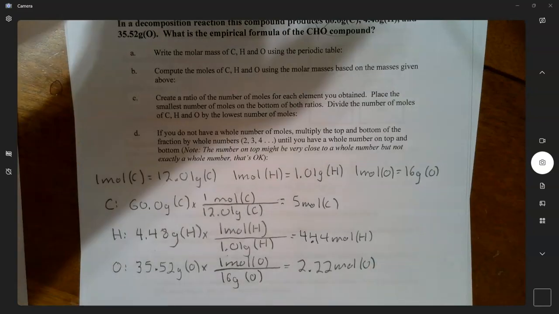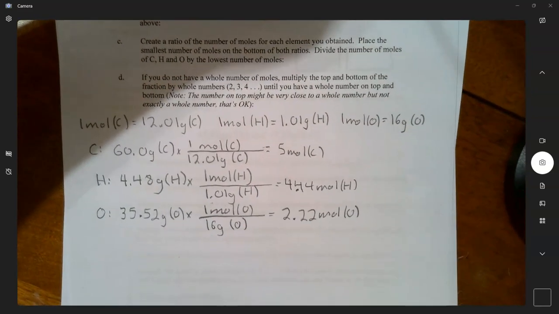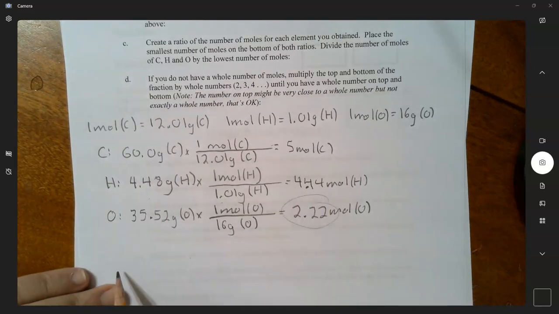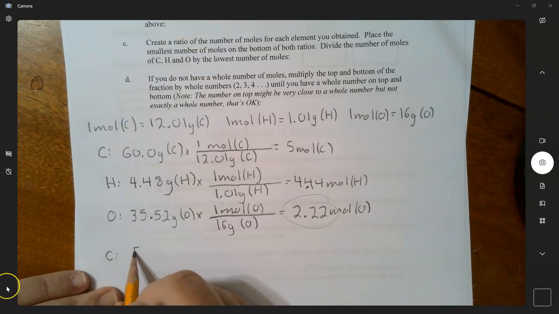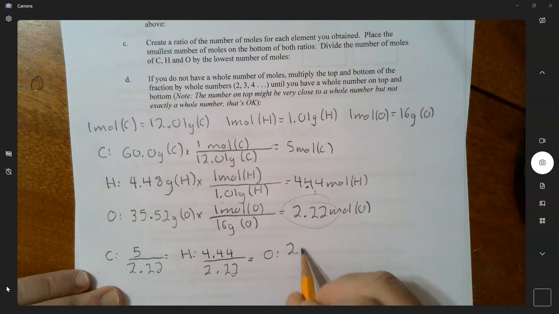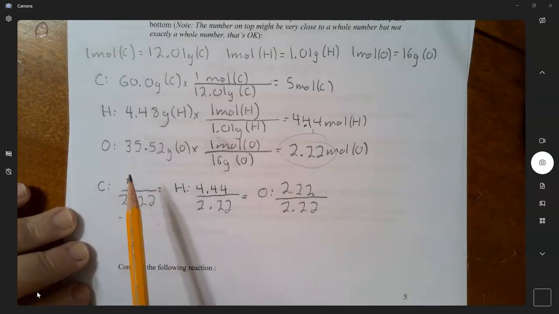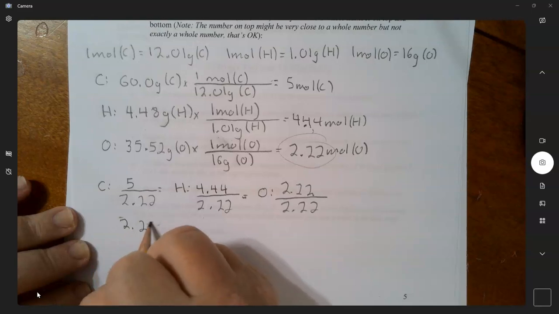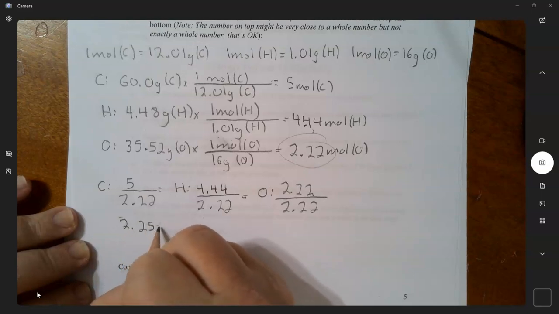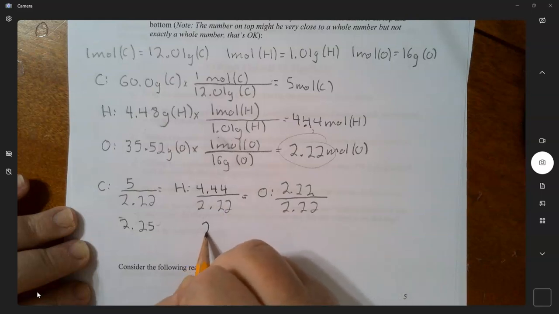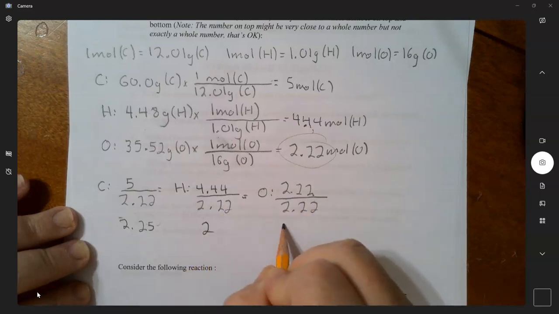Okay, so now we're going to make ratios. Smallest one on the bottom. The smallest one here is 2.22. So first we'll start with carbon. Okay, the first one's going to give us 2.25. The second one is going to give us 2, and the third one is going to give us 1.